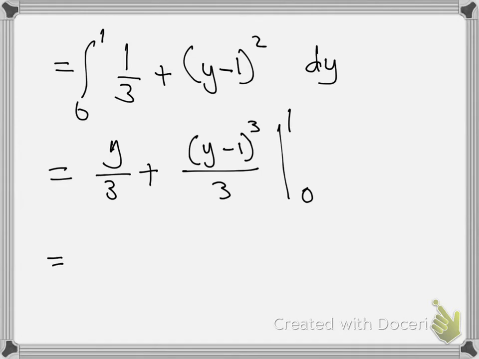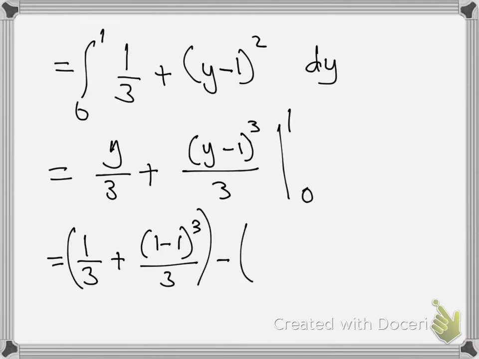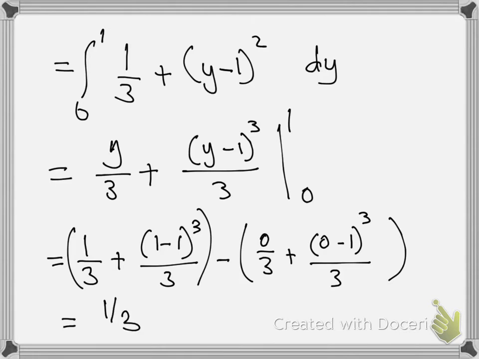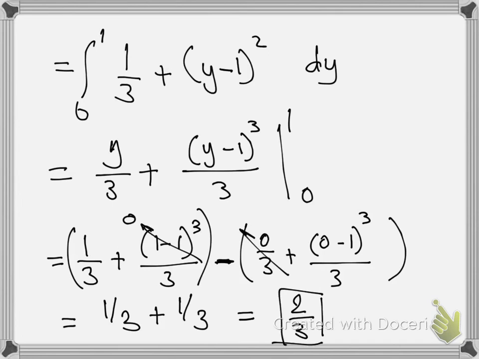So now we replace y by 1. So it's 1/3 plus (1 minus 1) cubed over 3, minus, and then we replace y by 0. So it's 0 over 3 plus (0 minus 1) cubed over 3. So that will be actually 1/3 plus 0, minus (negative 1 cubed over 3), that's negative 1 over 3, minus negative, that's plus 1/3. So the answer, the volume of the solid enclosed by the paraboloid and the planes z equals 1, x equals 1 and 0, y equals 1 and 0, is actually 2/3.